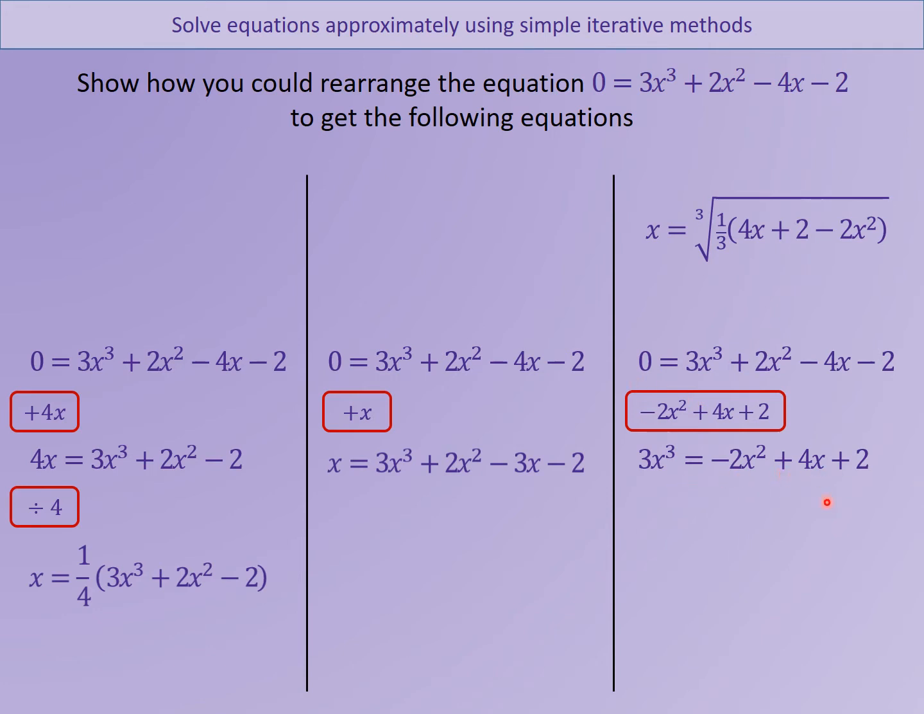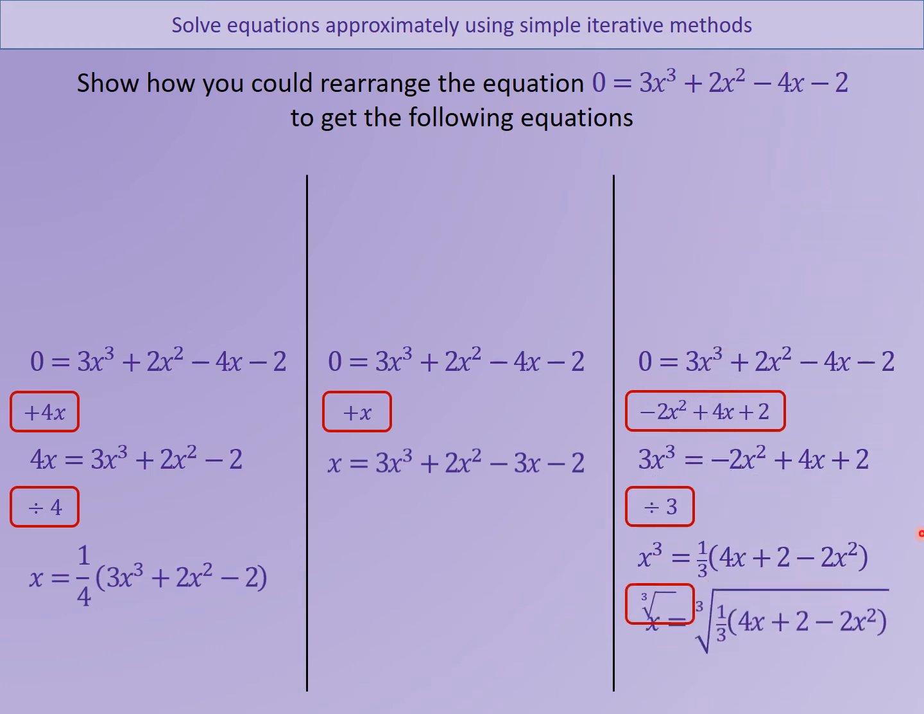So there we go. Once I've done that, I can get rid of the 3 by dividing by 3. That gets me a third of it. And then I can get rid of the cube by doing a cube root, and therefore I get down to that equation. Right, so having the ability to rearrange that equation equalling 0 to different equations where you've got x at the start is the first part of being able to use what we call this iterative method.